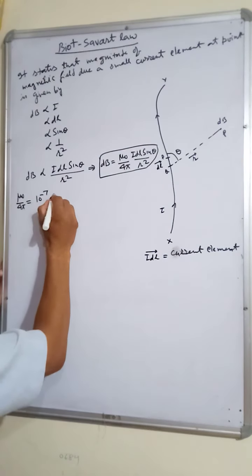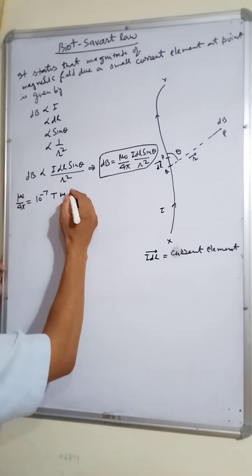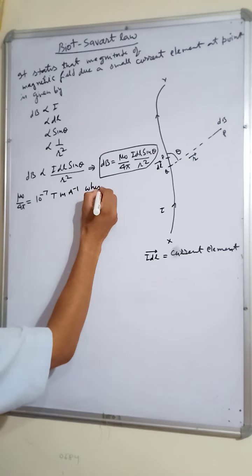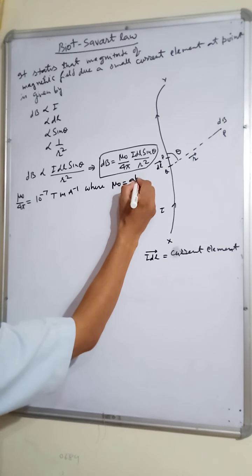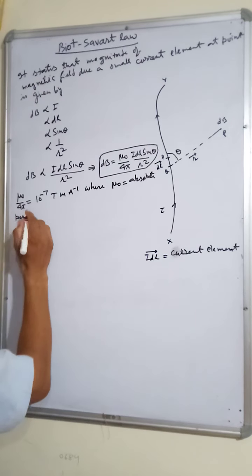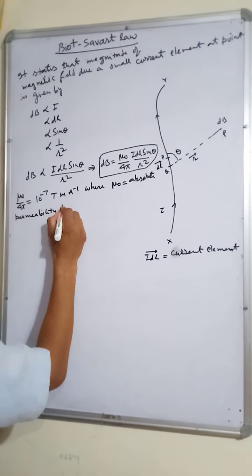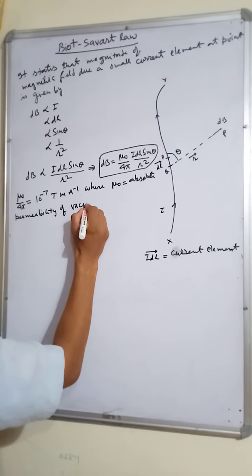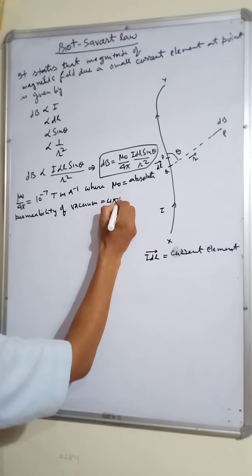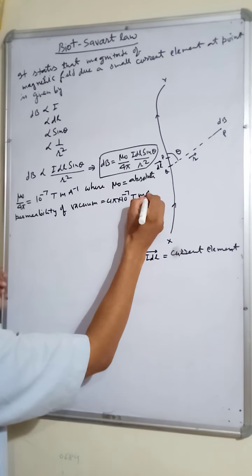Its unit is Tesla meter per ampere, Tesla being the unit of dB, that is, Tesla meter ampere to the power minus 1. Here mu naught is the absolute permeability of vacuum, and it is 4 pi into 10 to the power minus 7, and the unit will be the same, Tesla meter ampere minus 1.